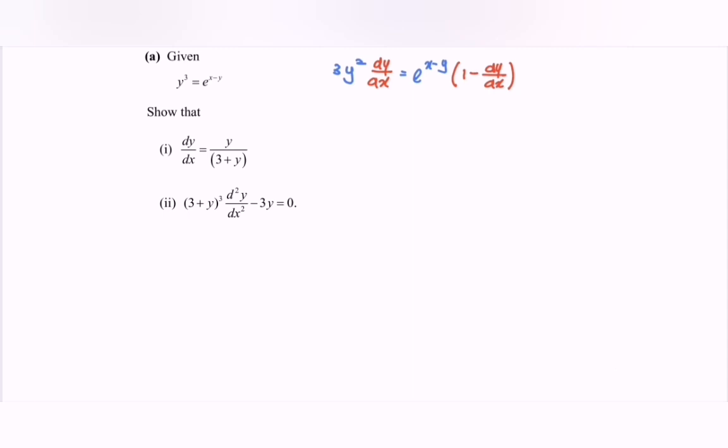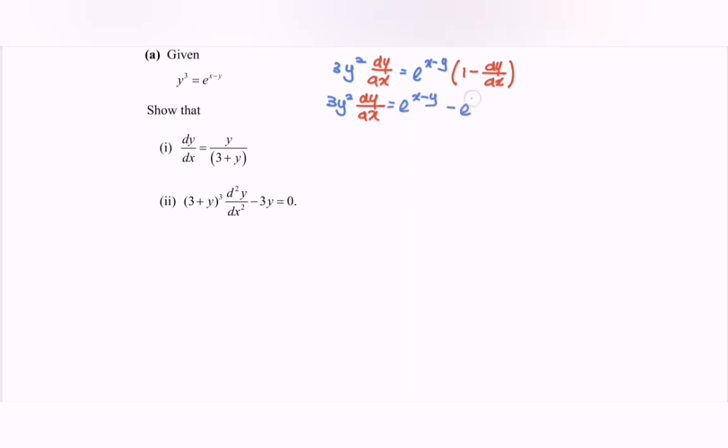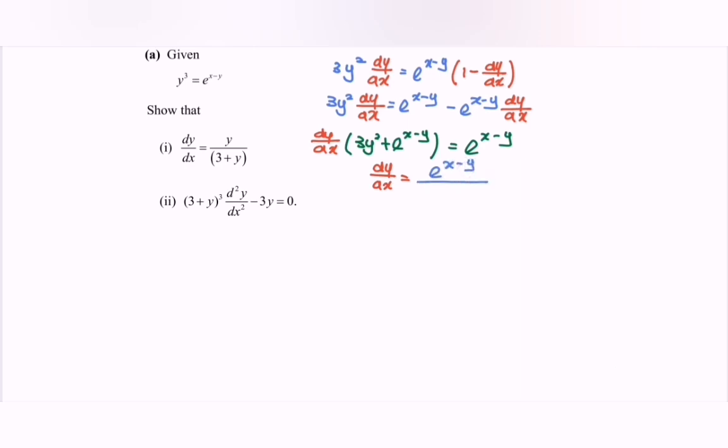Kindly rearrange the equation. So 3y² dy/dx = e^(x−y) − e^(x−y) dy/dx. Rearrange, then factor the dy/dx. So we have dy/dx (3y² + e^(x−y)) = e^(x−y). Continue. We have dy/dx = e^(x−y) over 3y² + e^(x−y).